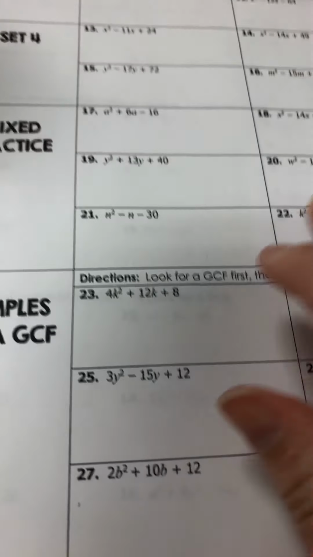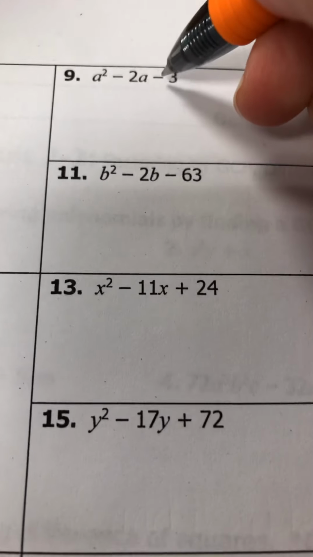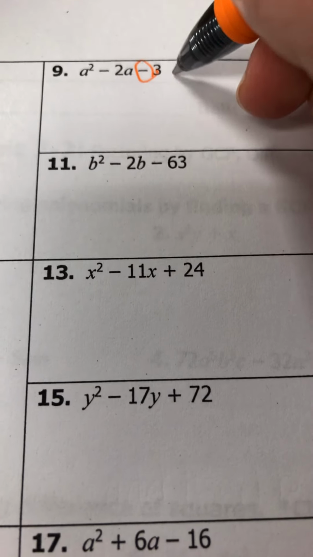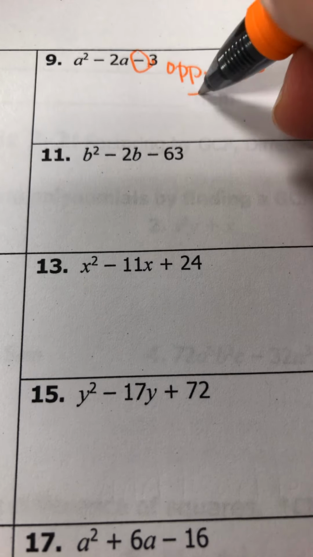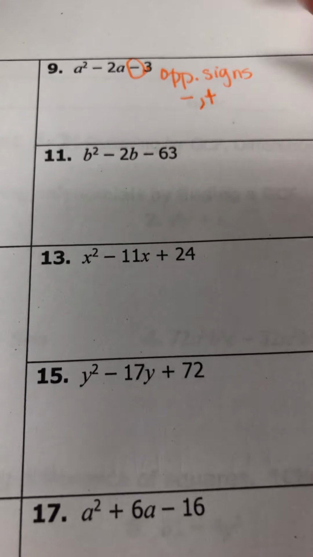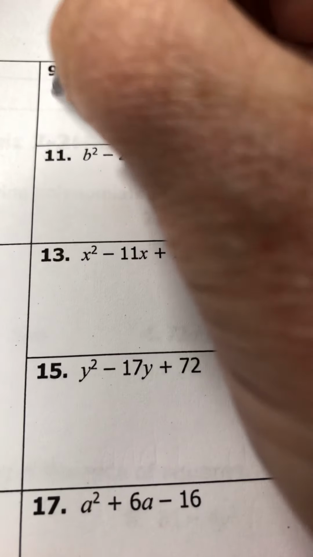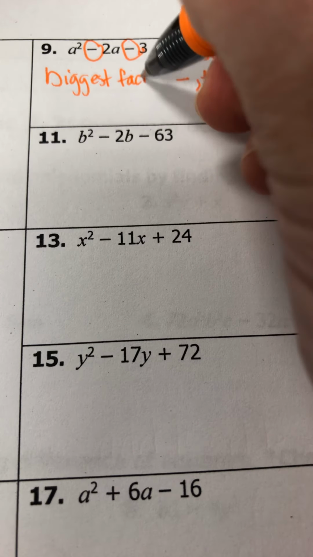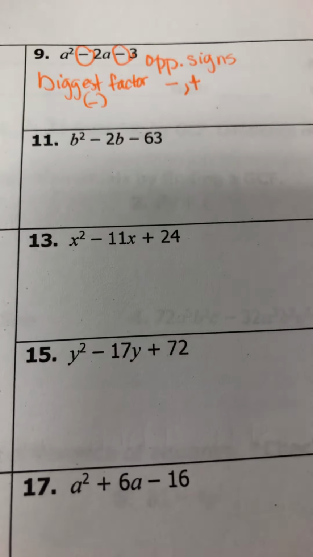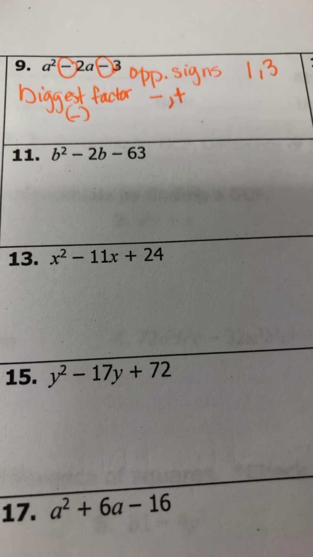All right, let's look at the next page, up at the top. Now, on number 9, my multiplication number is negative, so that tells me that I need opposite signs. I need a negative and a positive. My middle number, which is my addition number, is negative, so that tells me that my biggest factor is negative this time. So let's list the factors of 3. Well, that's easy since it's prime.